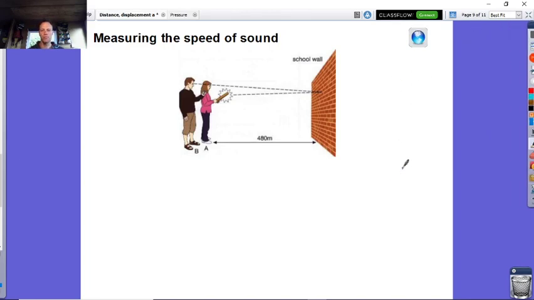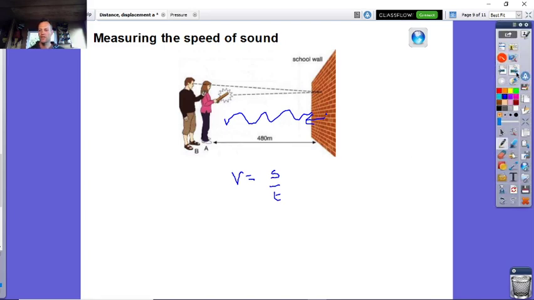This is how you can measure the speed of sound. It's a nice little practical. You make a clapping sound here, and the sound waves go all the way out, they hit a wall, and they reflect back. Using the equation again, speed equals distance divided by time, you have a distance to the wall, you time how long it takes the sound to reflect back, and you can measure the speed of sound. But I'll leave that link there for you, and you can look at it for yourself and see how you do it.